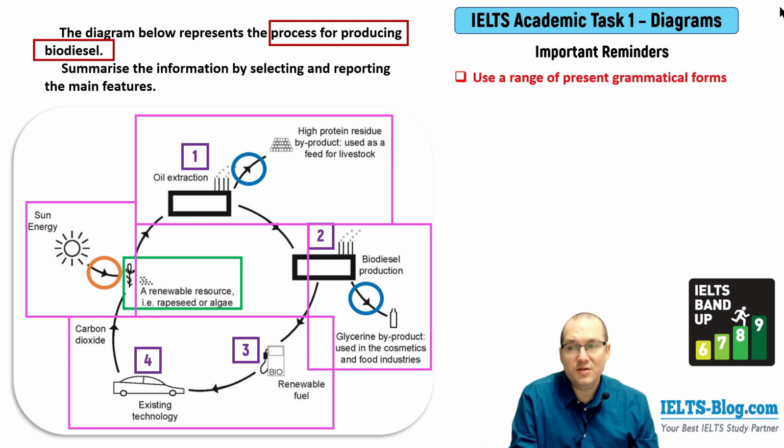The first one is use a range of present grammatical forms. I didn't mention the time in this one, but it is the present, right? You're just talking about a process. So that could be passive in the present form. It could be present continuous. But again, you're focusing on the present.